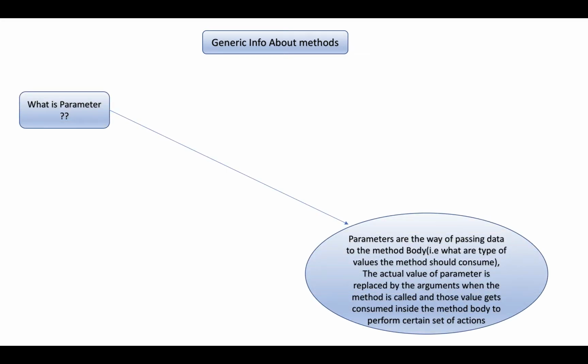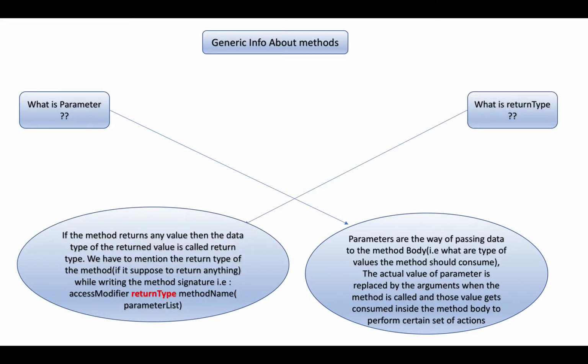Now let's move on. We'll do some coding to understand more about methods. Now, what is a parameter? I mentioned it: parameters are basically the data we pass, which we can consume in the method body, and process and manipulate to perform some set of actions. And what is the return type? Return type means the type of data which is being returned by the method. That's all. Let's do some coding to understand it better.